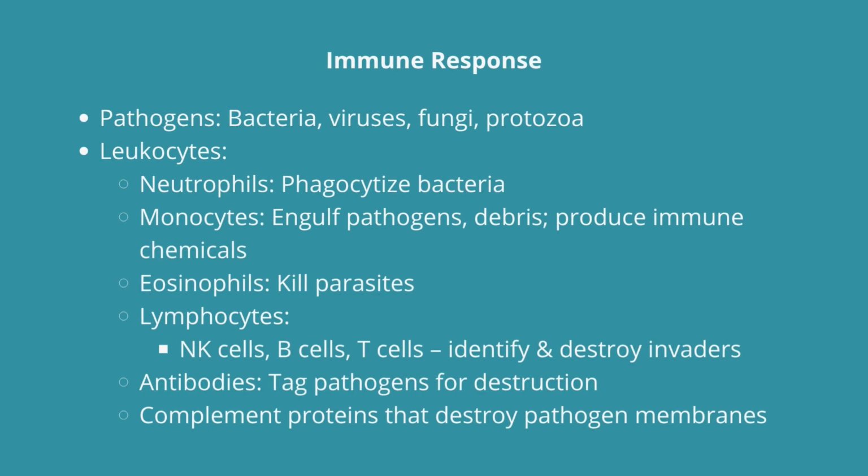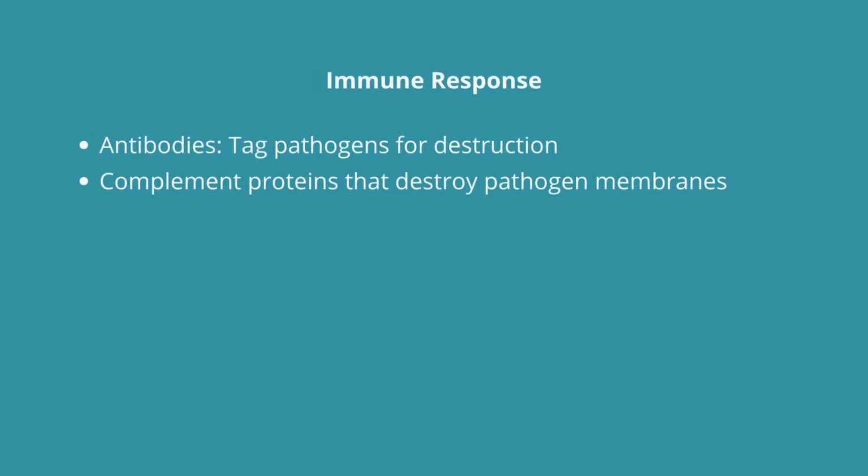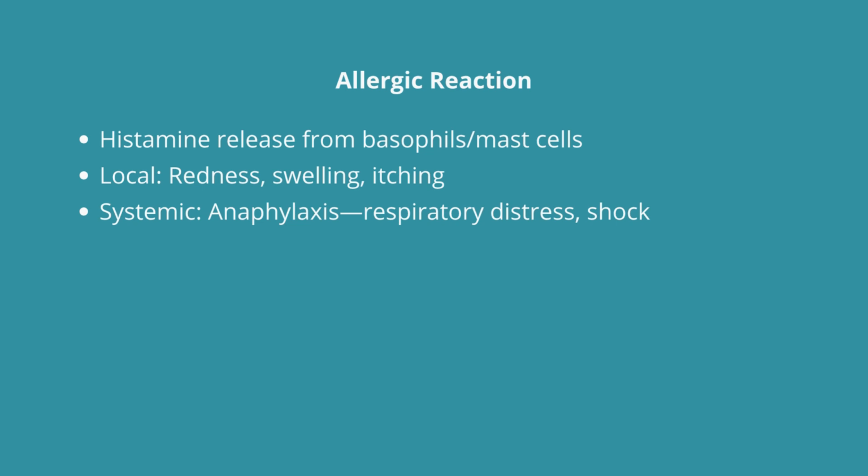The immune response defends the body against pathogens like bacteria, viruses, fungi, and more. Leukocytes play key roles. Neutrophils and monocytes engulf and destroy invaders. Eosinophils target parasites, and lymphocytes like B cells, T cells, and NK cells coordinate attacks. Antibodies mark pathogens for destruction, while complement proteins punch holes in foreign cells. In allergic reactions, histamine released by basophils and mast cells causes symptoms ranging from mild local swelling to life-threatening anaphylaxis.